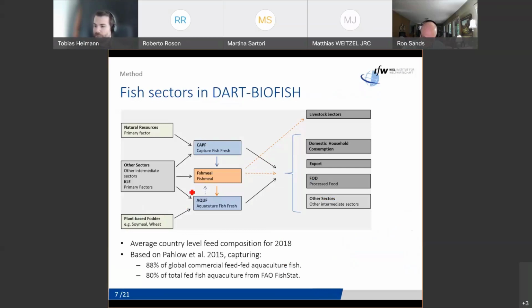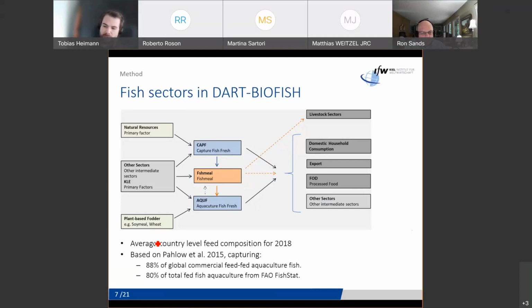These are the additional fish sectors, which are now in the biomodel. Out of the original GTAP fish sector, we've split one capture fish sector, which mainly fuels the fish meal sector, which is a linkage between capture fish and aquaculture fish. And then for the aquaculture sector, we derived, which required quite a lot of effort, a feed composition from fish meal and plant-based fodder.